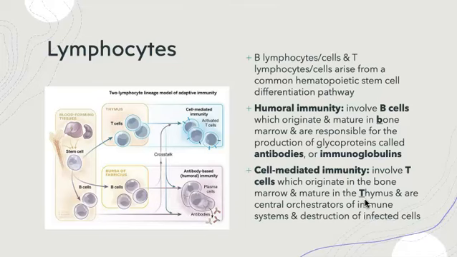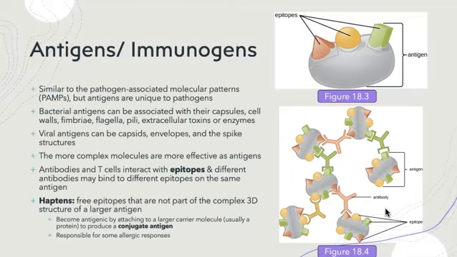and can destroy infected cells. So what are we going to use in order to alert our immune system? Most of the time, they're going to be our antigens or immunogens. And these are similar to the pathogen-associated molecular patterns, or the PAMPs, that we talked about in chapter 17. But our antigens are going to be more unique to pathogens.